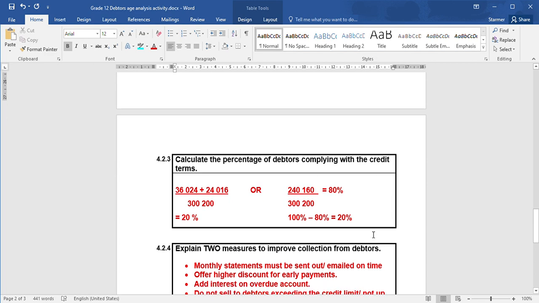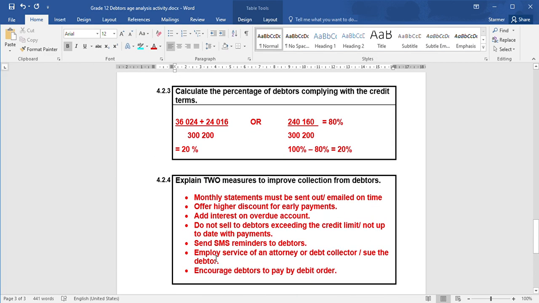And then a nice easy question here, 2 measures to improve collection from debtors. Okay, you can send out monthly statements or email them, give discount for prompt payment, add interest to overdue accounts, don't sell on credit to debtors exceeding the credit limit or if they're not up to date. You can send SMS reminders to debtors. You can actually employ the service of an attorney or debt collector or sue the debtor. Once again though, that is only if the debtor owes you a large sum of money.